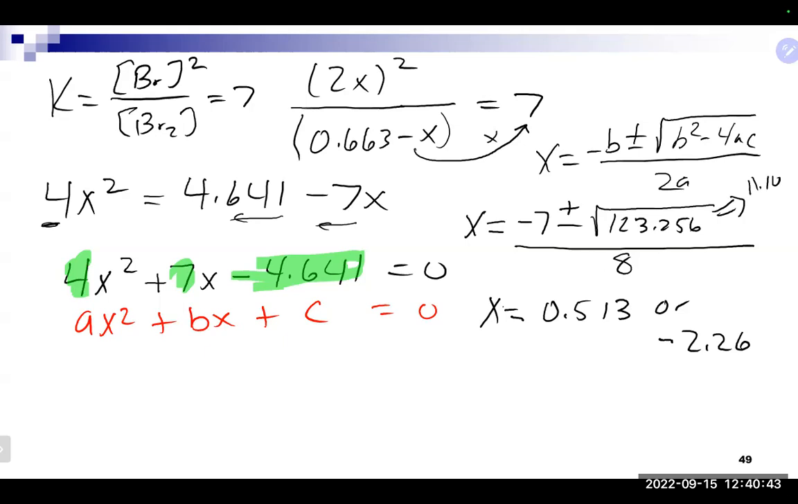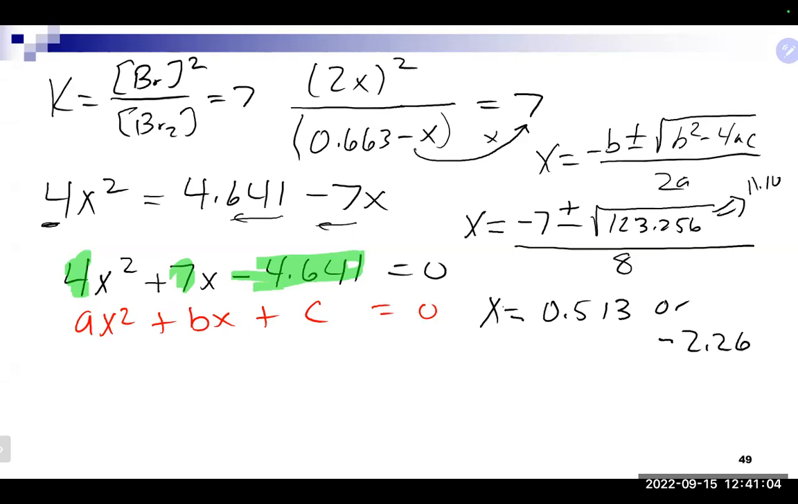Now, at this point, you will get 2 numbers. In this case, one number is positive, one number is negative. Your other options are all the options. So you could get 2 positive numbers, get 2 negative numbers. One of them should not make sense. And which one should not make sense here?